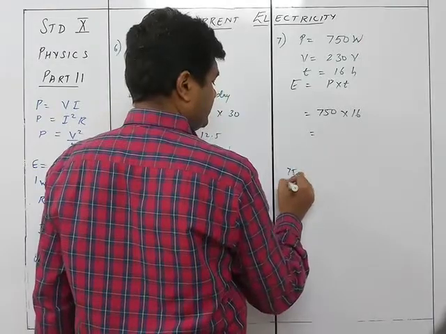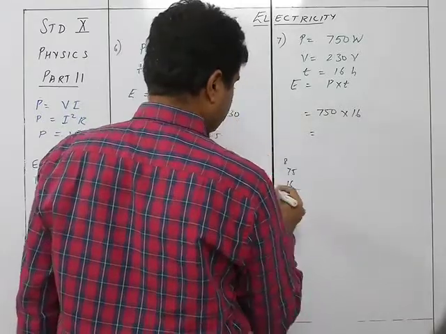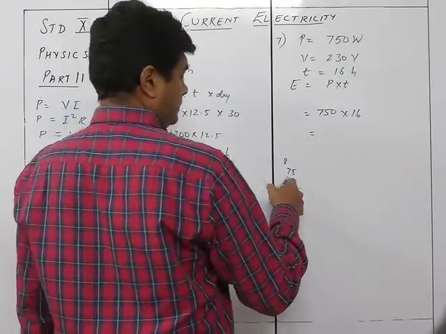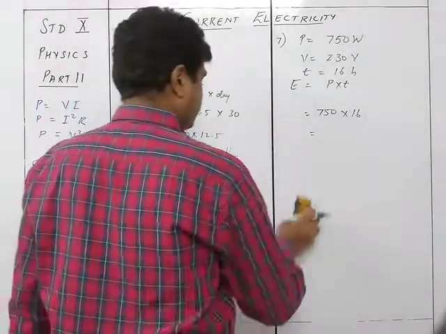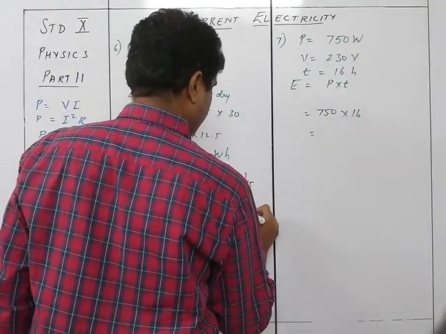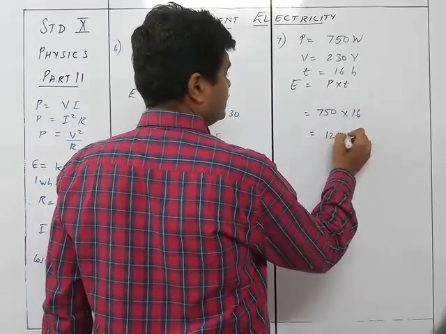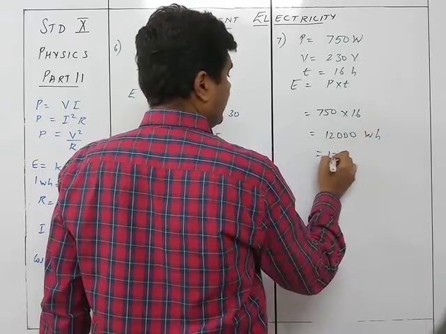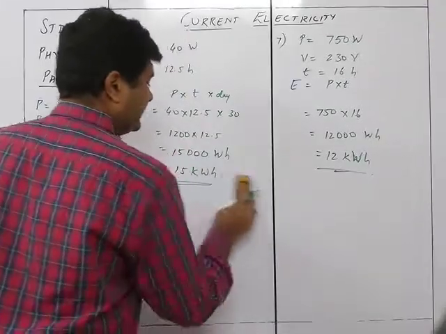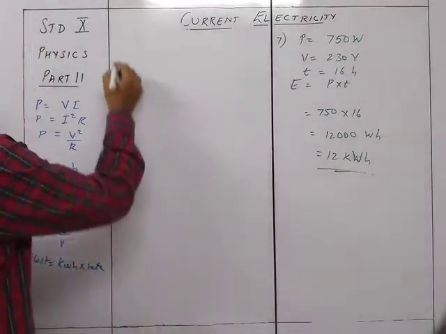So 75 into 16. 16 fives are 80. So it's 12000 watt hour, which is 12 kWh. Okay, that's 12 kWh will be the answer for sum number 7. We now move to sum number 8.